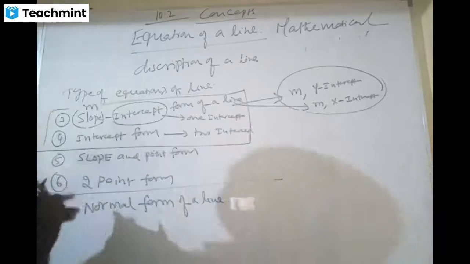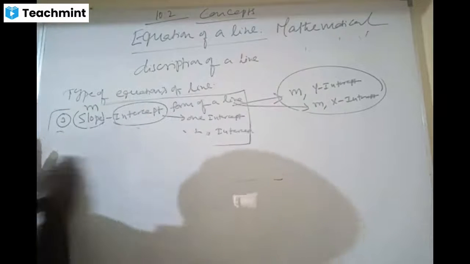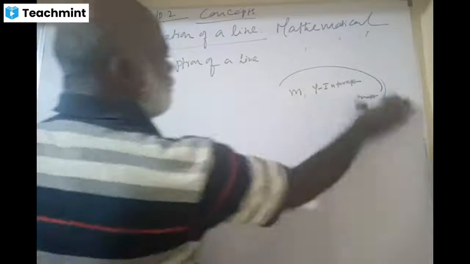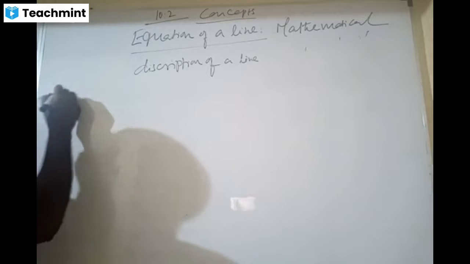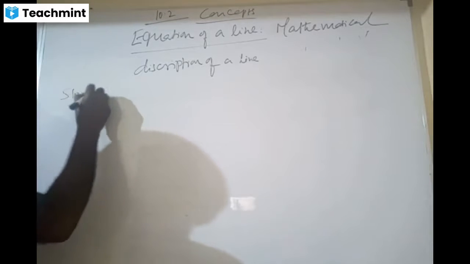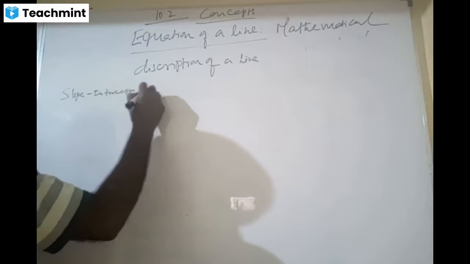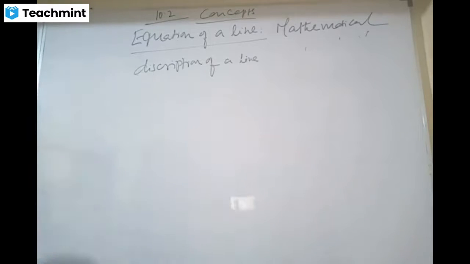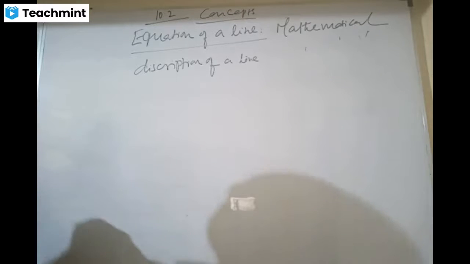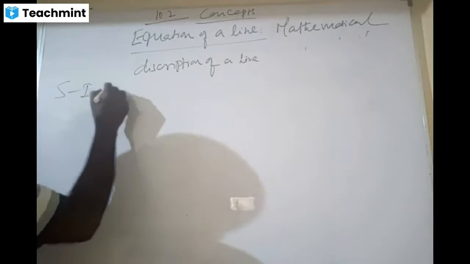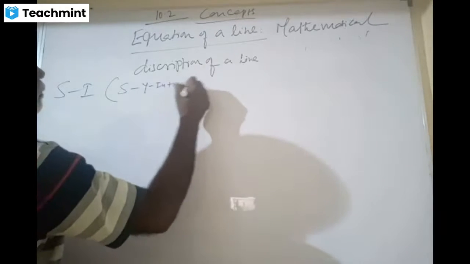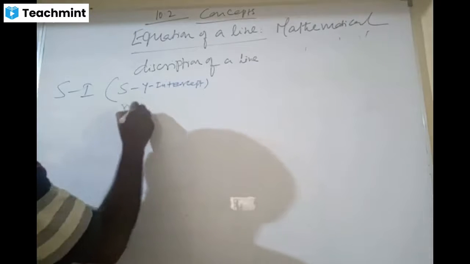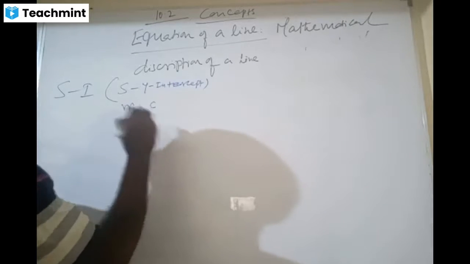We'll come to it one by one. So let me try first the slope intercept form of a line. I hope you have taken all the forms. Here, theory part. Next is the slope intercept form. Slope and intercept form. Particularly, we are talking about slope and y-intercept form. Slope is denoted by M and y-intercept is denoted by C.